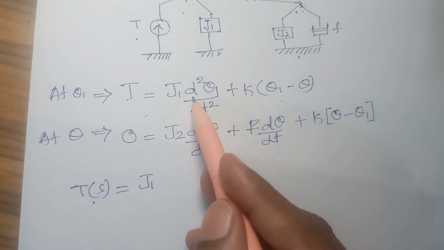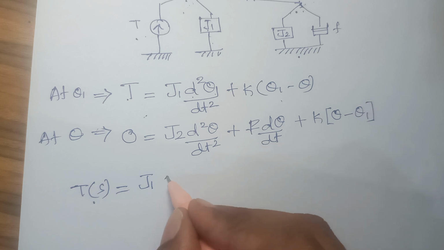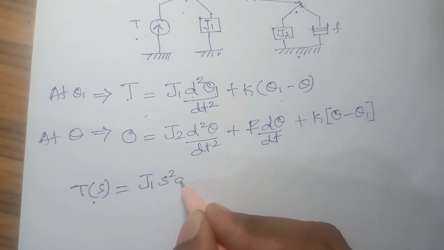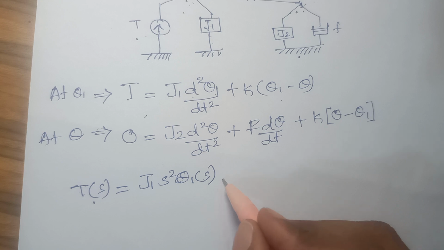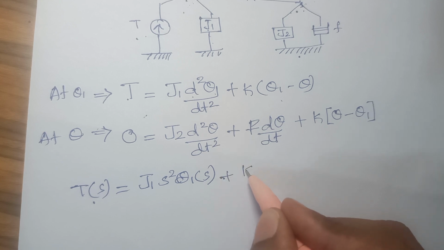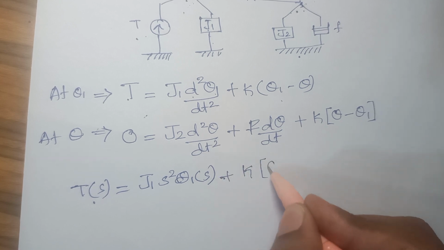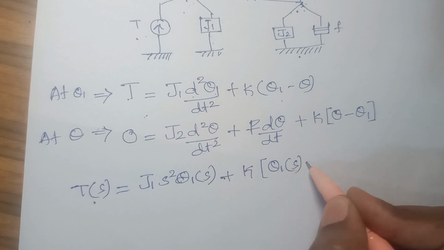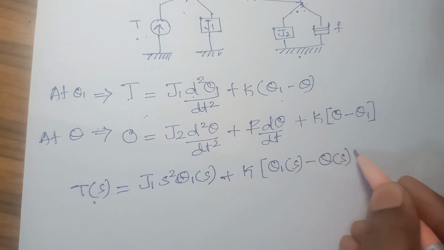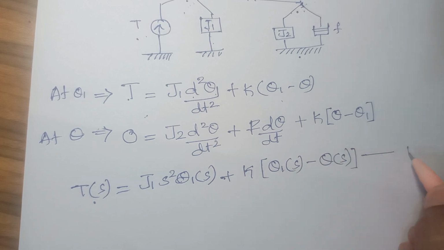Then you have d square theta 1 by dt square. It will be written as s square theta 1 of s. Okay, then plus k will be as it is, theta 1 will be written as theta 1 of s minus theta of s. We will take this as equation 1.